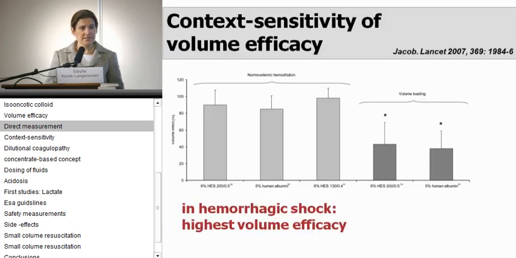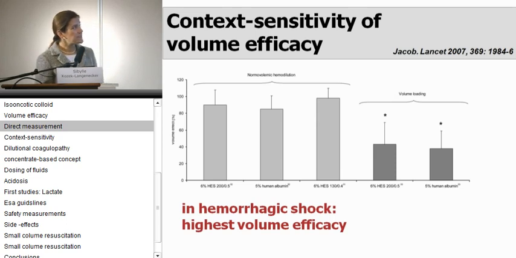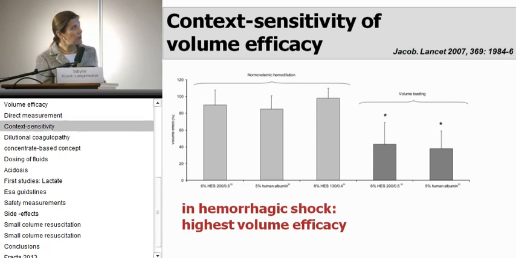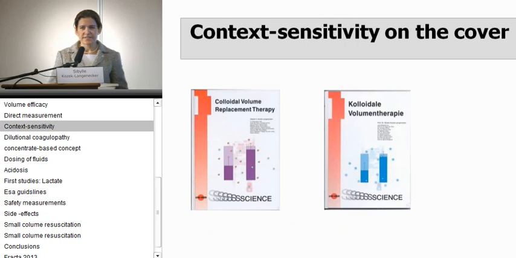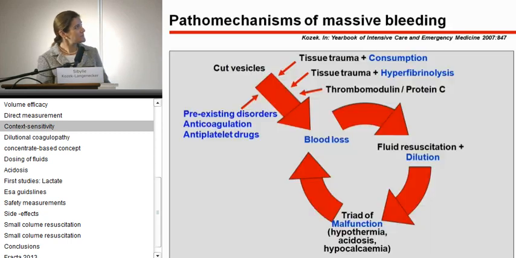But volume efficacy is context sensitive. We learned that again from the guys in Munich. And they have shown us that in the situation, especially in a bleeding patient, the maximum volume efficacy can be gained from all our fluids we have on hand. And in the situation of hemorrhagic shock, of course, we need the fluid with the highest volume efficacy. I think that context sensitivity is very, very important. Therefore, I put it on the cover of probably the smallest book from the Unimed series, which I had the pleasure to edit, Colloidal Volume Replacement Therapy.